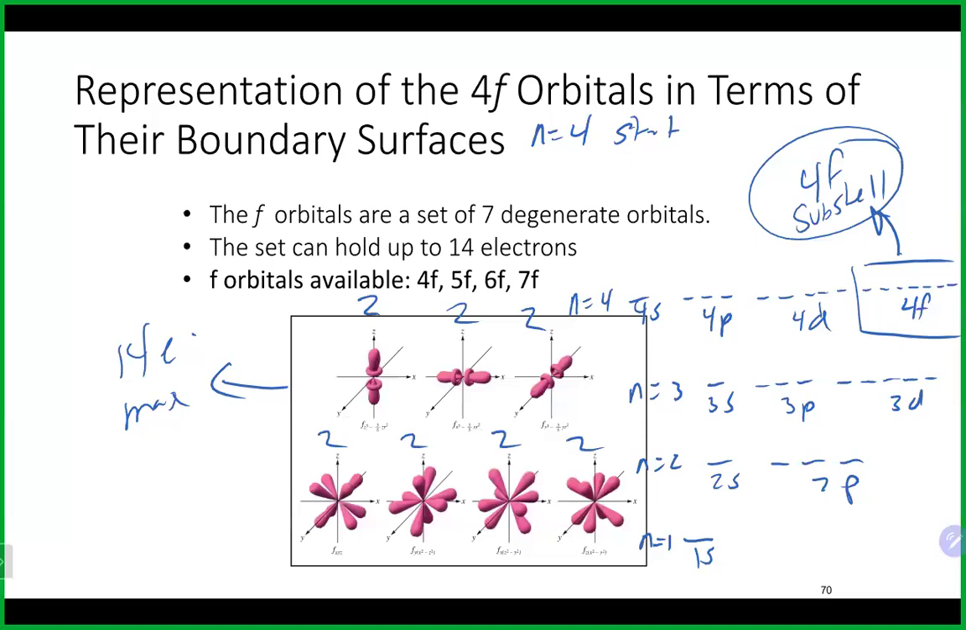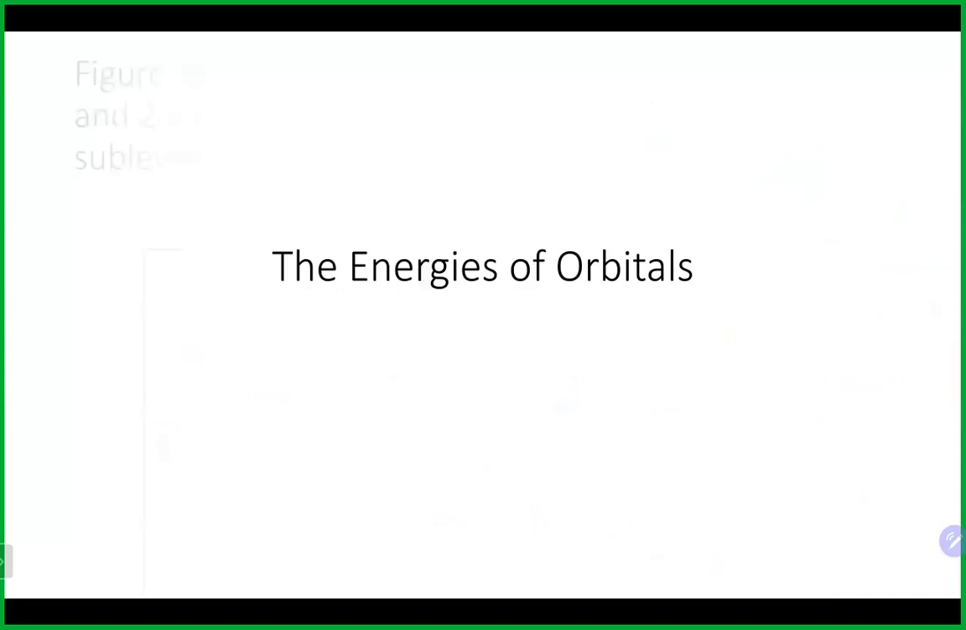On the first energy level, that's where s's start. Second energy level, that's where p's start. Third energy level, that is where d's start. And fourth energy level, that is where f starts. That will also help you get the electron configuration pretty easily. So let's continue on and talk about that.